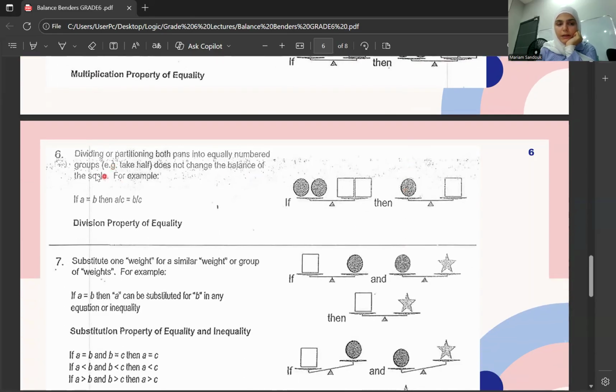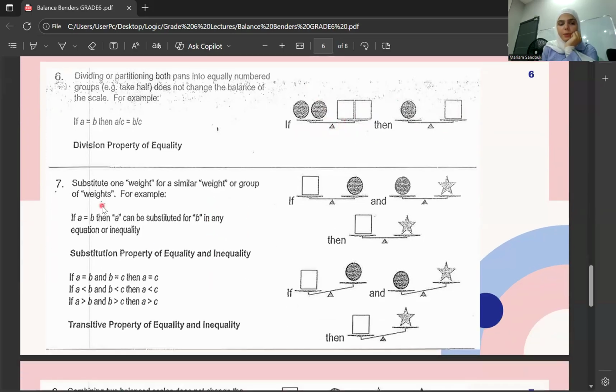What about the sixth property? Dividing or partitioning both pans into equally numbered groups, so we are dividing by half, does not change the balance of the scale. For example, if we have A equal to B, and I divide A over C and B over C, so I divide the pan with the circle and the pan with the square, we obtain a circle and a square, and this does not change the balance.